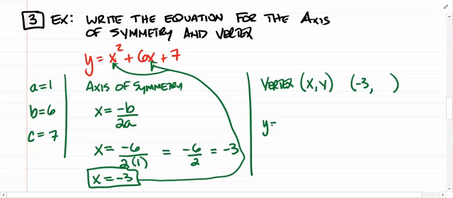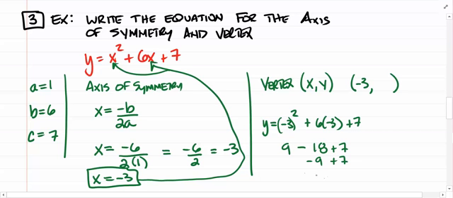The y value is going to be located at negative 3 squared plus 6 times negative 3 plus 7. All right? So negative 3 all squared is 9. So this is 9 minus 18 and then plus 7. 9 minus 18 is negative 9, plus 7, which is negative 2. So the vertex is located at negative 3, negative 2.